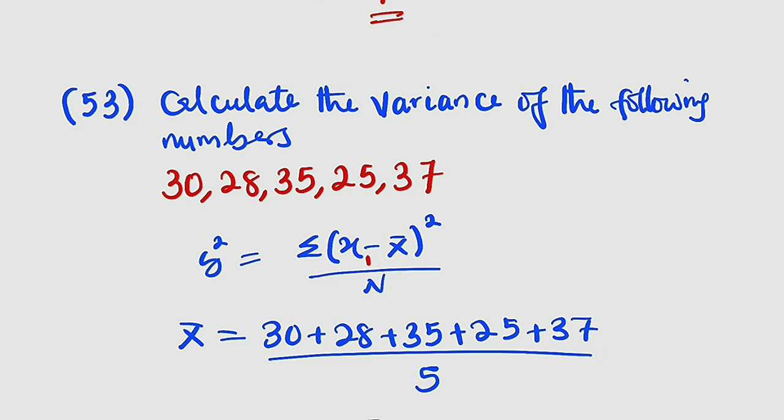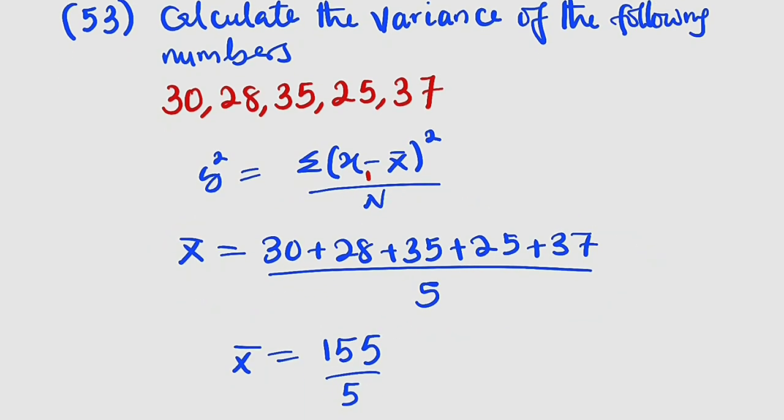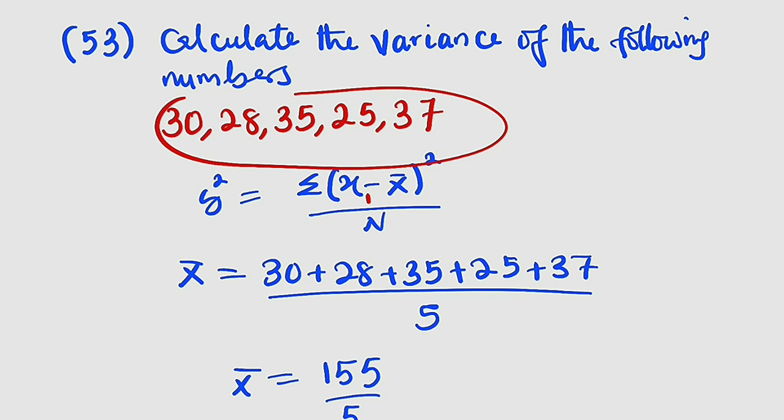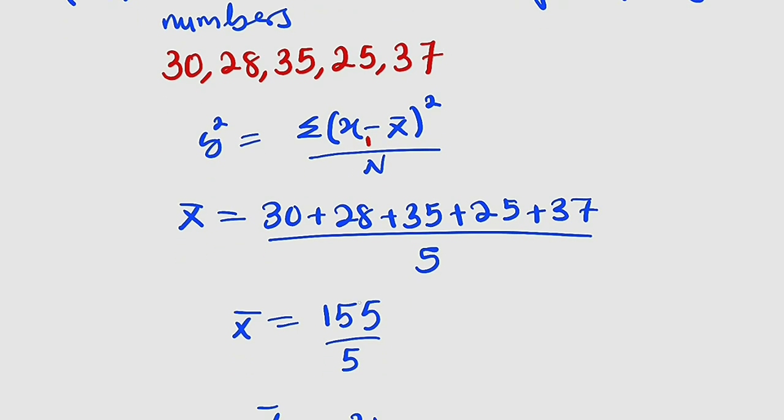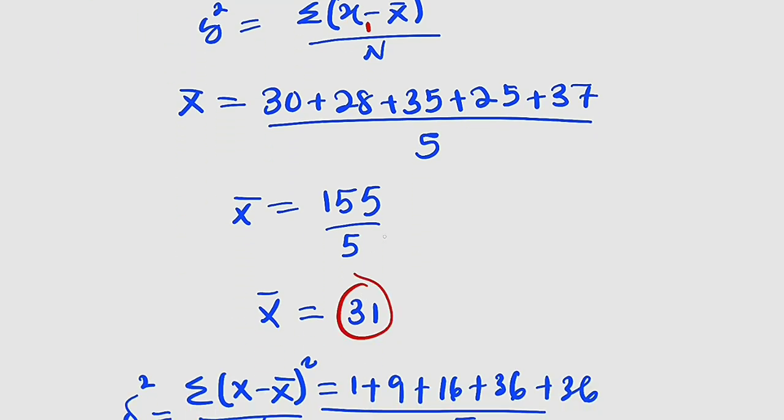Therefore, we have to find the mean. Mean is the summation of all the numbers divided by their total number. So you can see that this is where I computed the mean. We added all the numbers together. We got 155, and we divide by the total number 1, 2, 3, 4, 5, and that gives us 31. So 31 is said to be the mean.